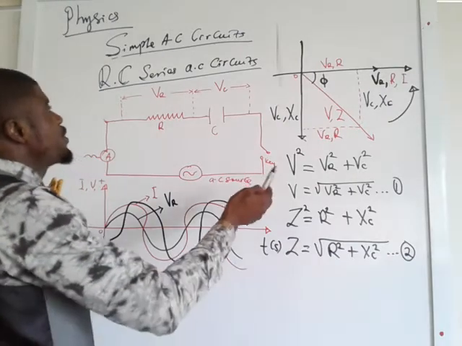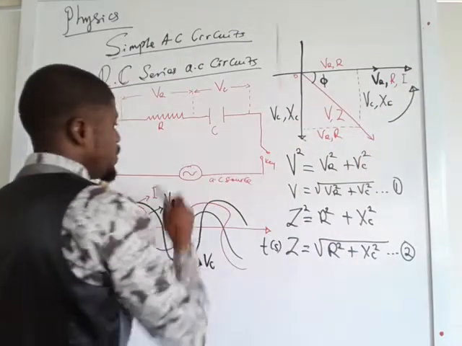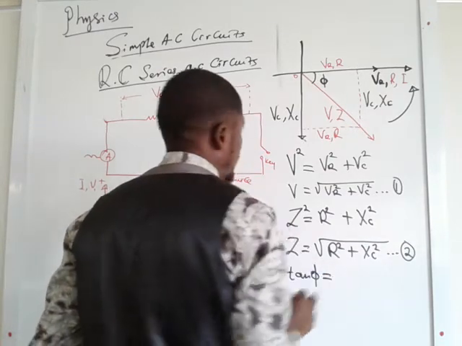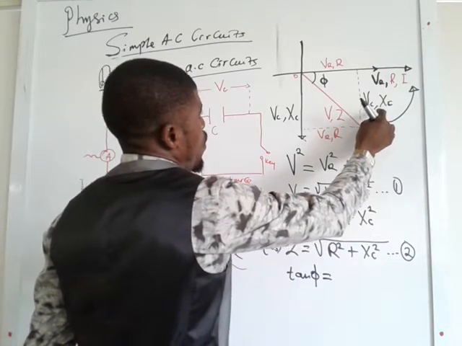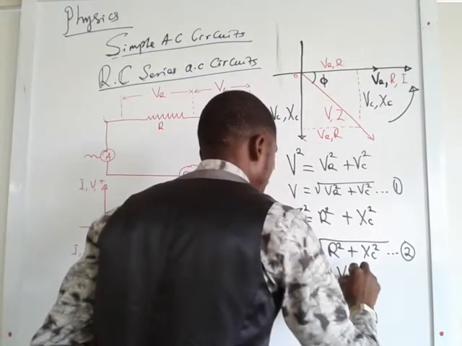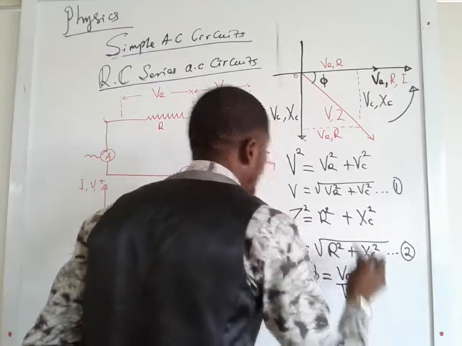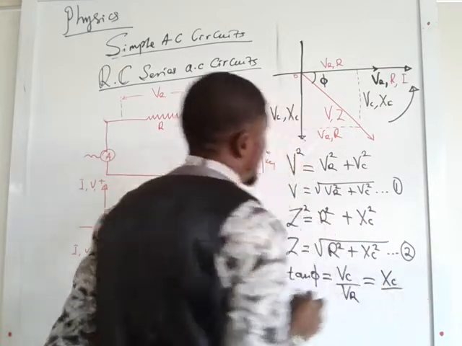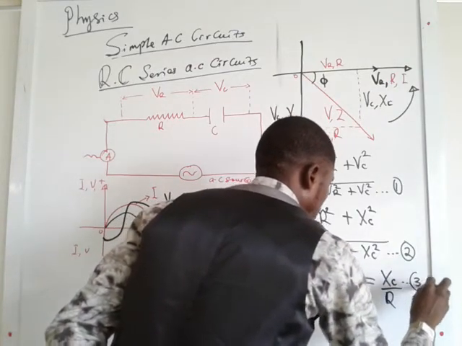So the current in the entire circuit, the angle with which the current leads, is given by tan phi, which is opposite over adjacent. Meaning the voltage across the capacitor divided by the voltage across the resistor, which is the same thing as the capacitive reactance X_C divided by R. You can call this your equation number 3.